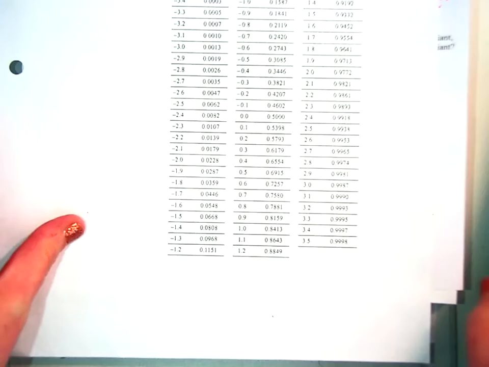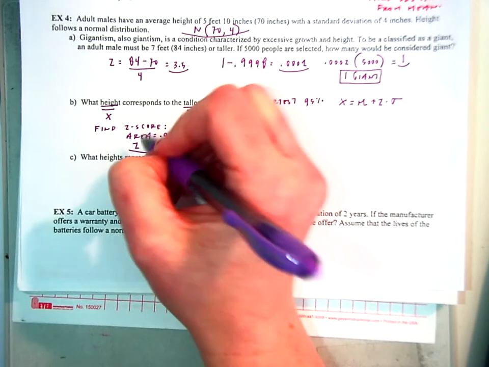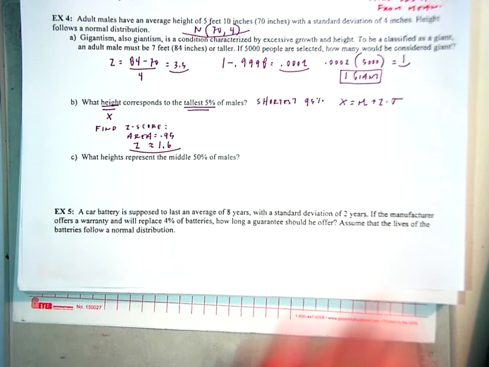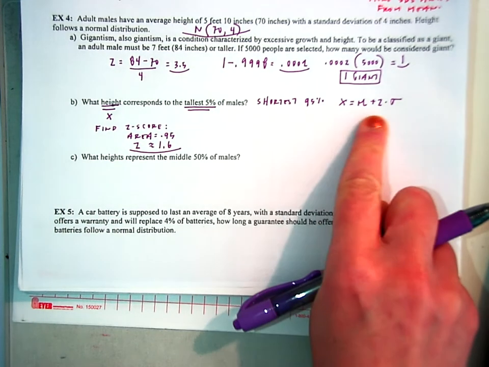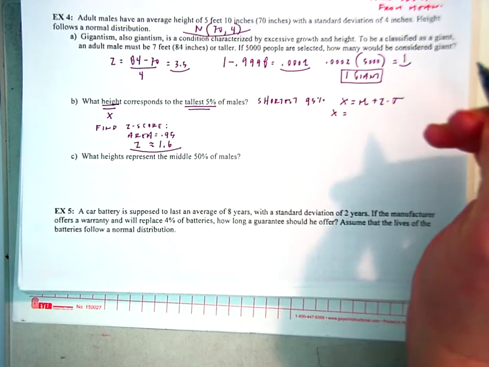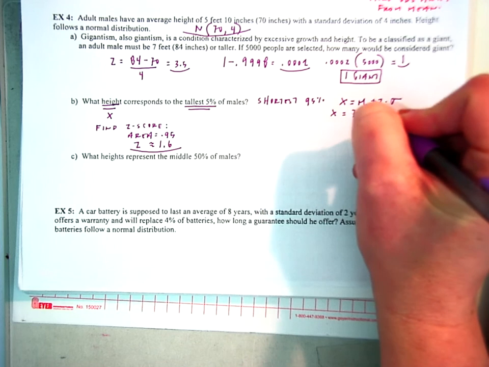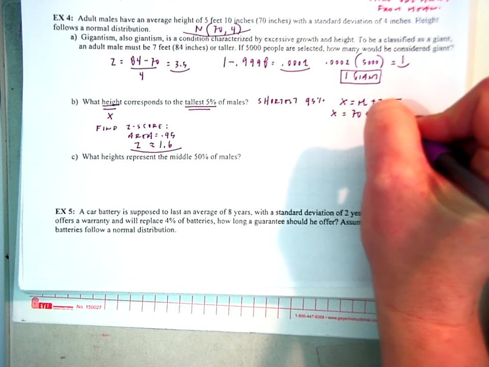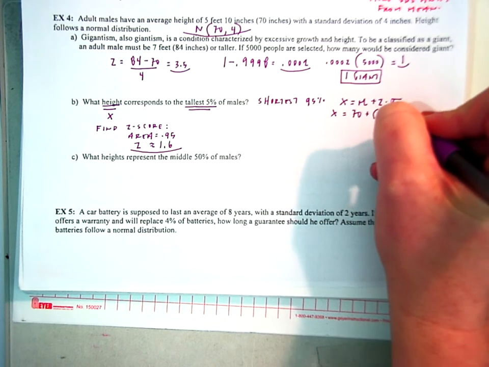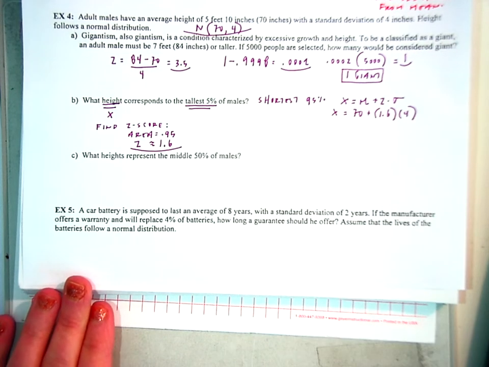Okay, so let me go back to the problem. So I'm saying that the closer z-score is the 1.6. Okay, so now going back to my formula here, my observation, that height will equal my mean. My mean is 70, plus that z-score of 1.6 times my standard deviation of 4. So when I plug that all in, I'm going to get 76.4 inches.